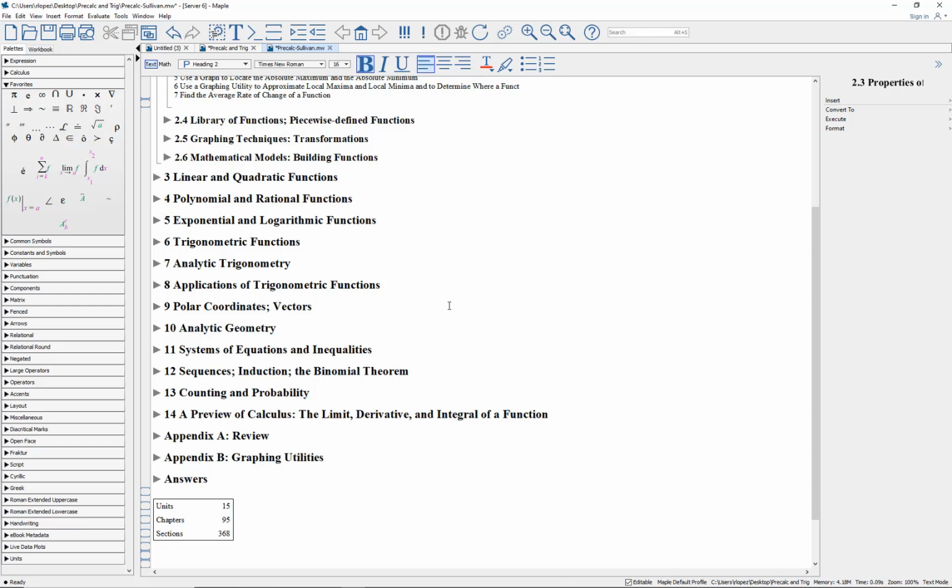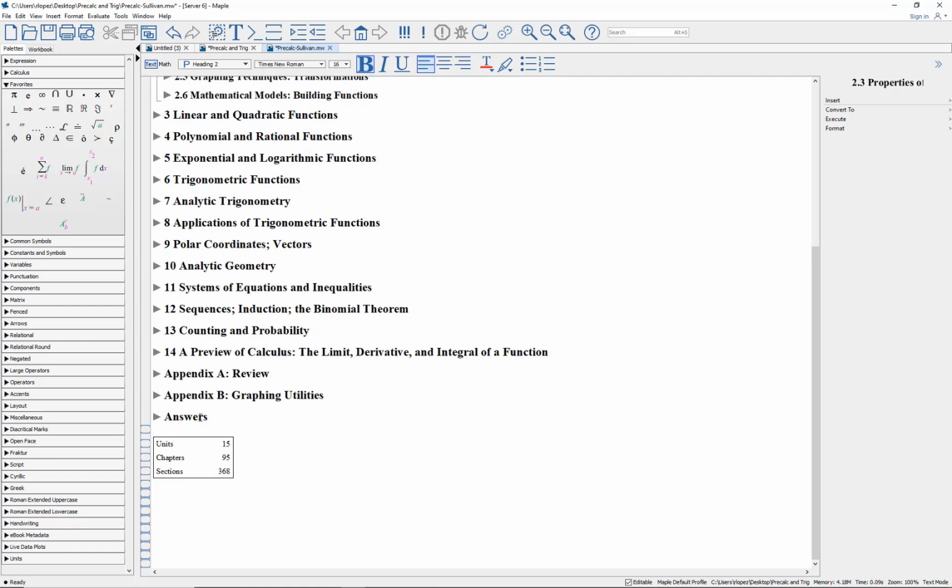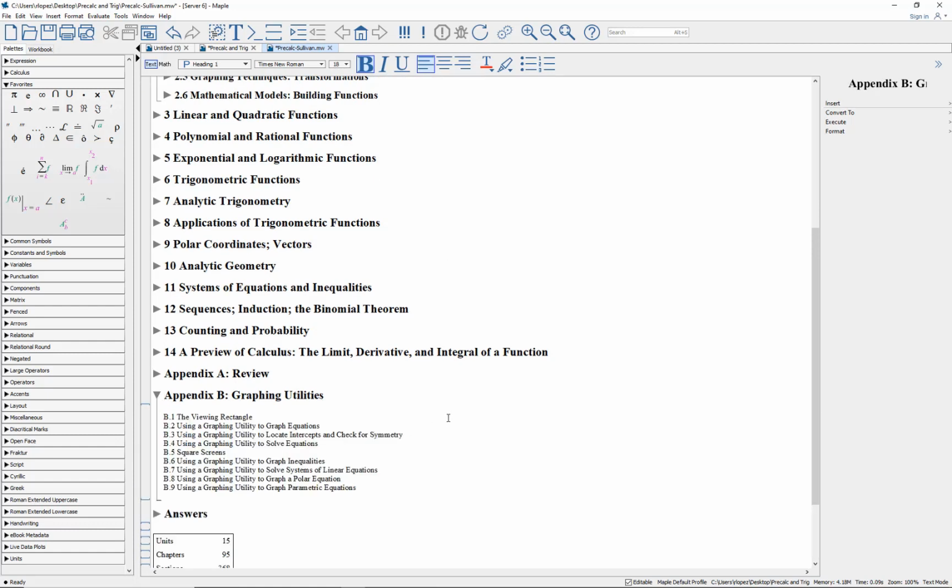Now, I think that the only way that a student can absorb this much material or get a handle on this much material is they've got to use technology someplace. I believe the authors of a book like this must agree with that, because they talk about graphing utility. So maybe they're talking about a graphing calculator.